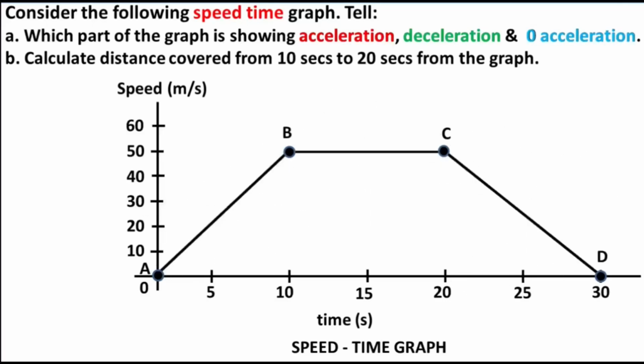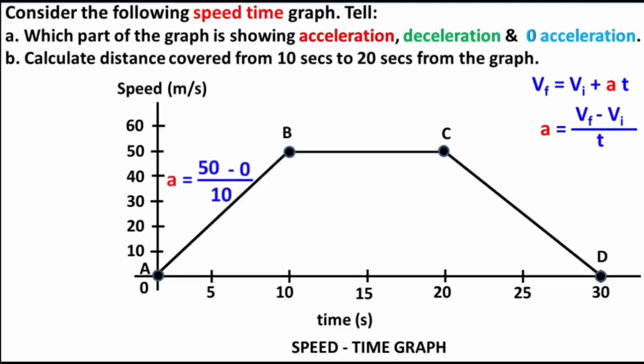First of all, bring the first equation of motion to your mind. We can find acceleration by rearranging it, that is final velocity minus initial velocity divided by time. Even if you don't consider the time, only keeping an eye on velocity or speed will get you the answer. If velocity is increasing, the acceleration will be positive. As you can see from point A to B, the acceleration is 50 minus 0 divided by 10. Final velocity has increased. So here, acceleration has taken place.